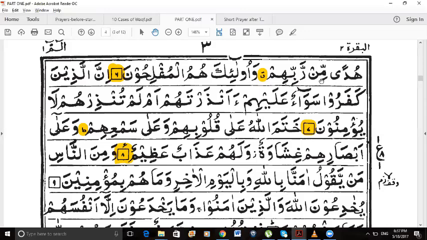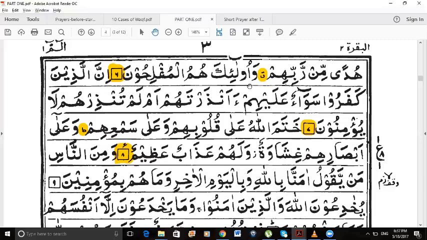Okay, and then, very well done, you join this straight onto the ra and you made this silent, so this noon is not to be pronounced. So you said hudammir rabbihim. Excellent, well done. And the rest was really, really good. But again, make sure that this lam with a madda on top of it is said for around 2 seconds.